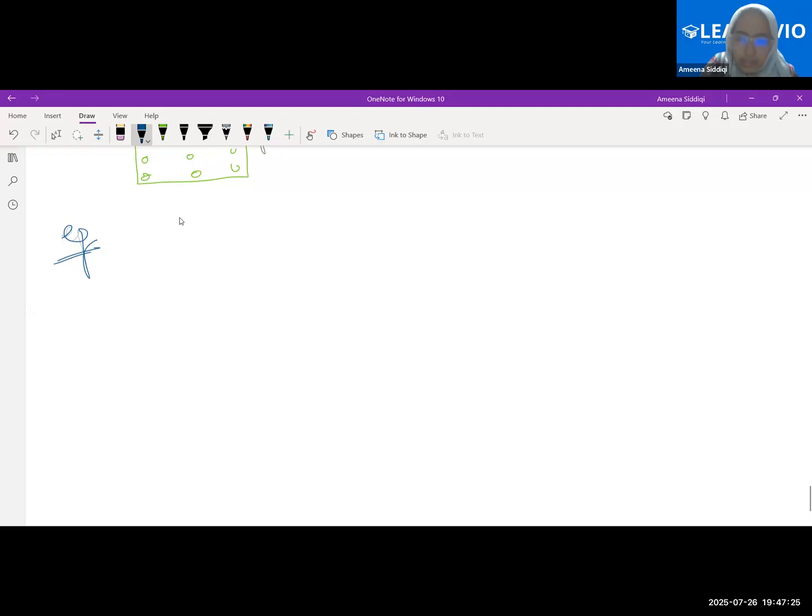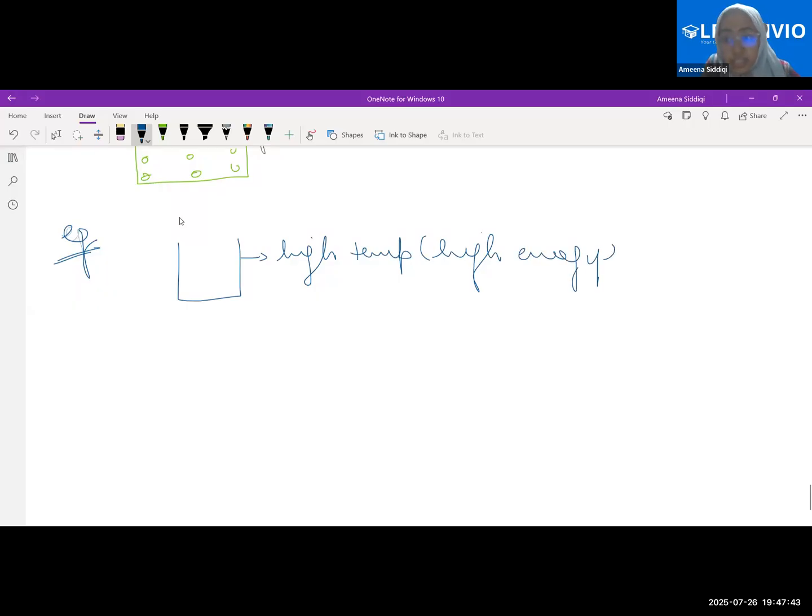No, ma'am. Fine. See, Suleiman wonderfully explained. I would just like to explain a bit further. Let's say, beta, we have a container like this, and obviously it is heated. So it has high temperature, which means high energy. This high energy is with the container.